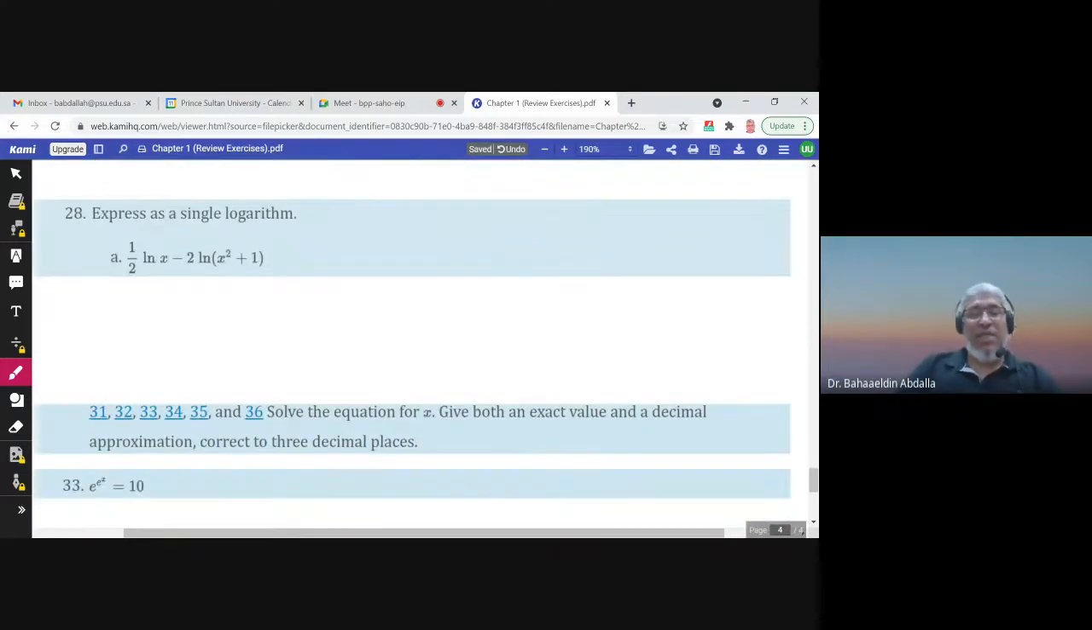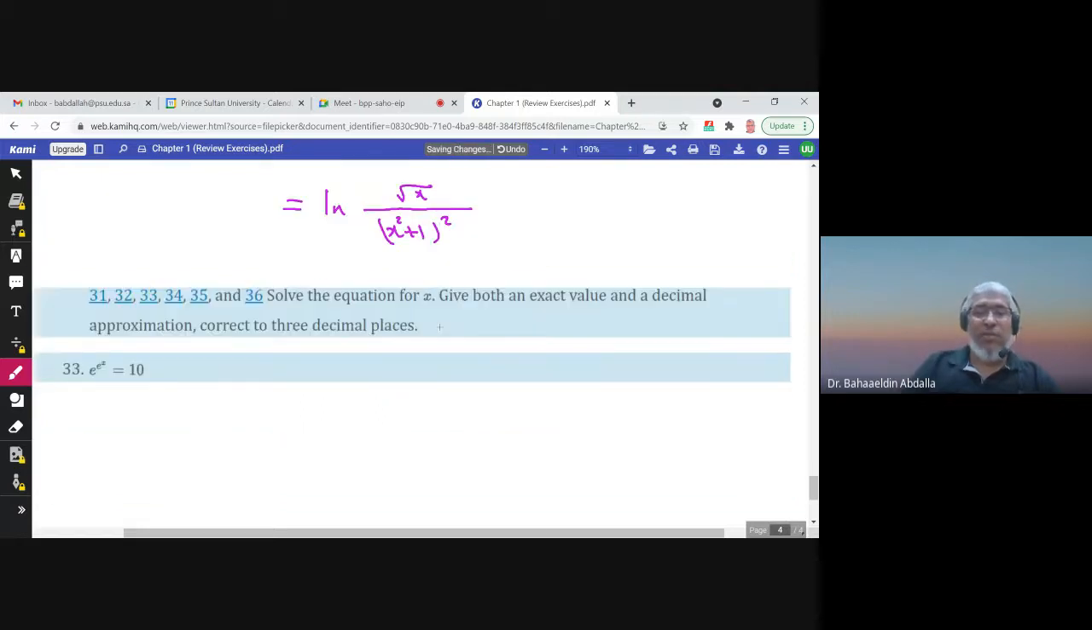And here, write it as a single logarithm. So first I have to take the half up, so it would be ln x to the power half, or I can write it ln square root of x, minus ln, also this 2 you can take up, x squared plus 1 to the power 2. And now you have a negative, so you can write it as a single logarithm, where square root of x is up in the numerator and x squared plus 1 to the power 2 is down in the denominator.